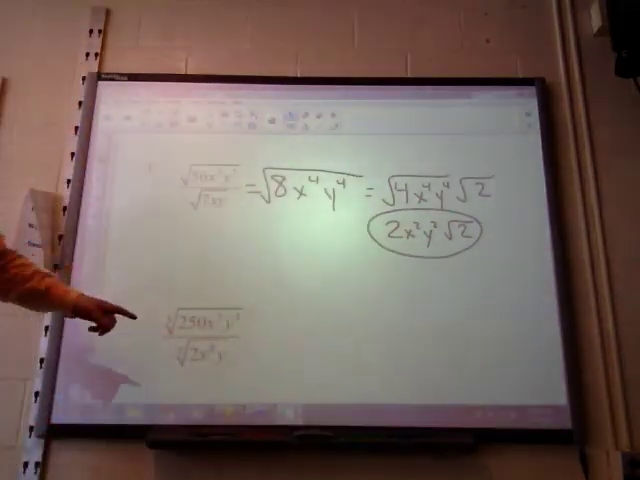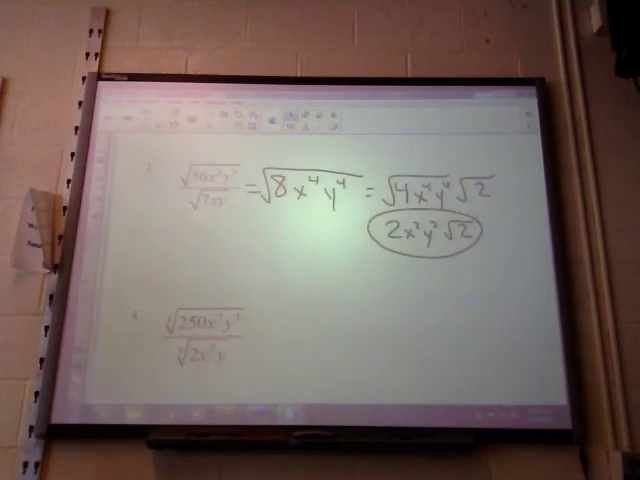I'll let you do the cube root one in class. That one should be a little more challenging, but since it divides, it should work out nicely. All right.